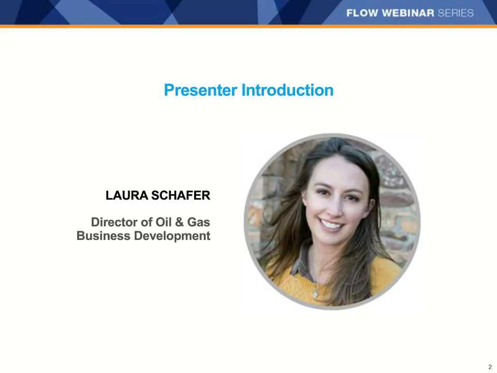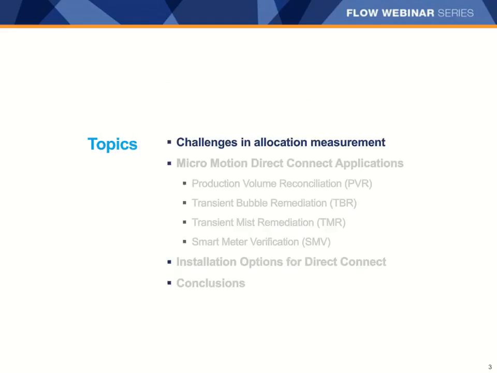Today we will cover challenges in allocation measurement, and then follow that with an introduction to Micromotion's Direct Connect applications for multiple phase measurement. Those include production volume reconciliation, transient bubble remediation, transient mist remediation, and smart meter verification. All of these are available directly in our core processor, and we'll go through installation options for the Direct Connect and touch on some transmitter options before concluding.